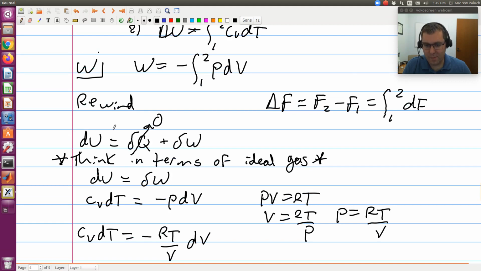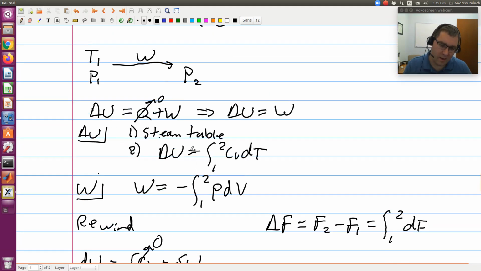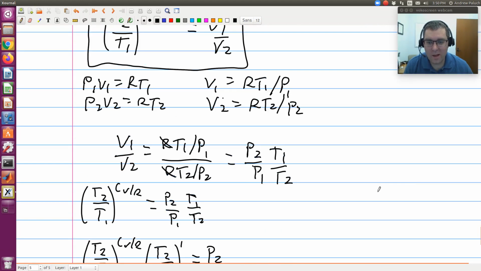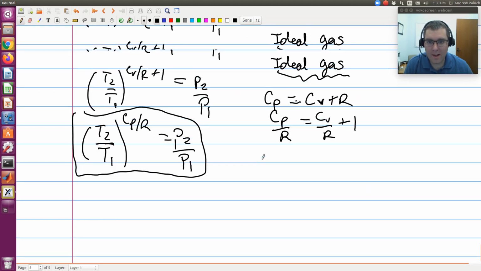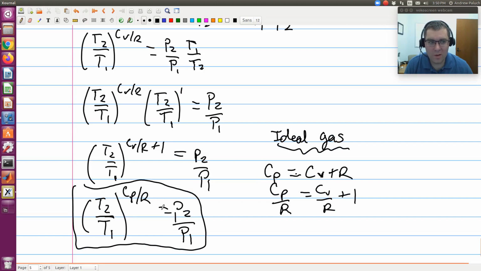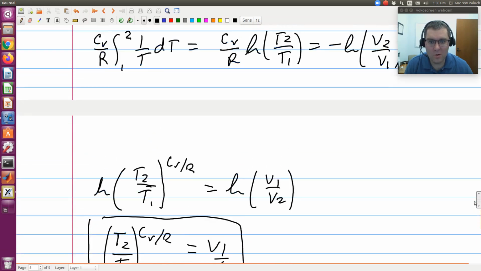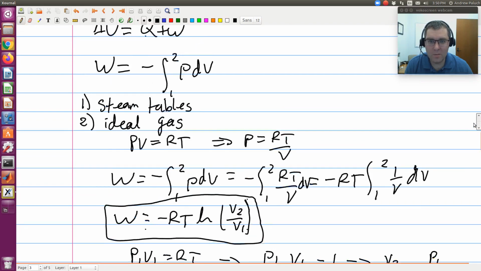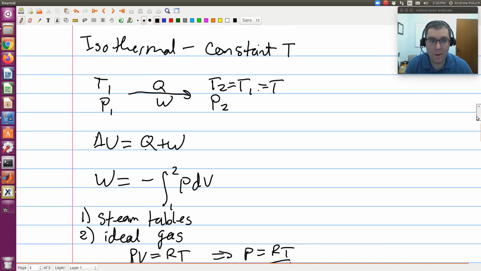I could go back up here and calculate delta U, which is the integral from 1 to 2 of Cv dT, because now I know my final temperature. So for my case of an ideal gas, I could integrate this term. Easier said than done, but for the case of an ideal gas, adiabatic process, that's what I would do. Q is 0, so then I'd get T2, and then I could calculate delta U, which would give me W.